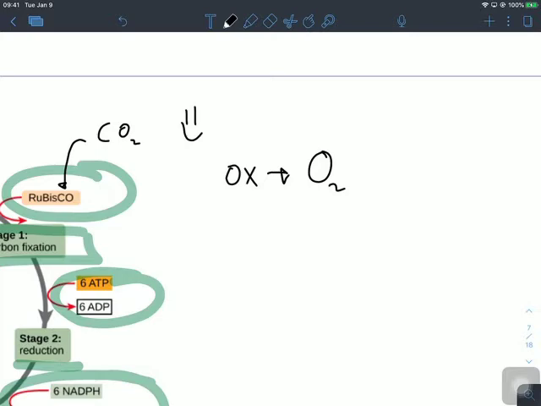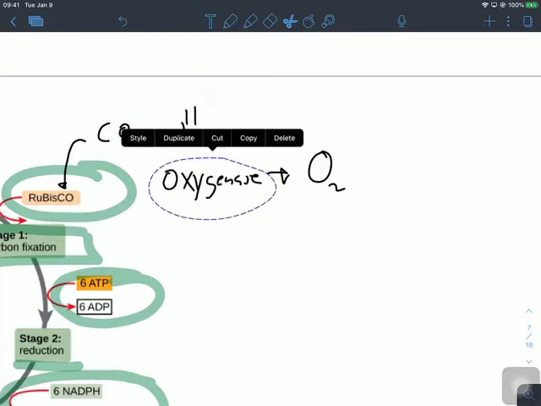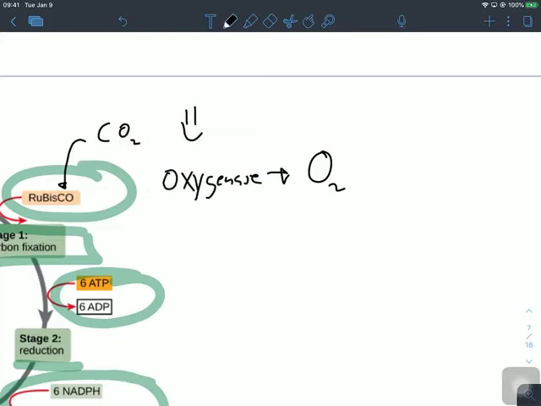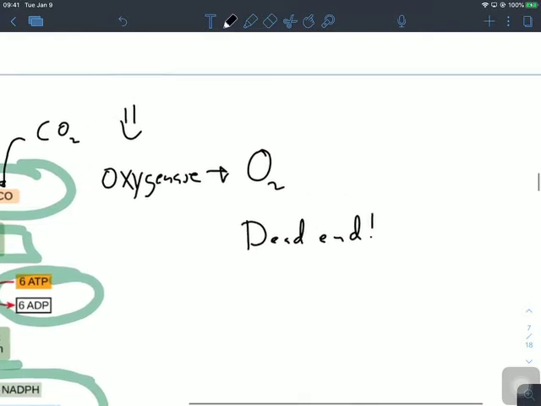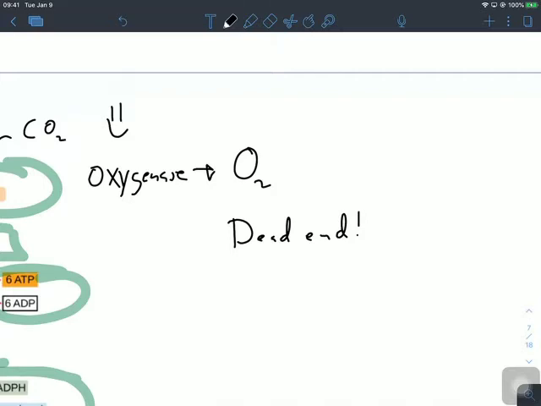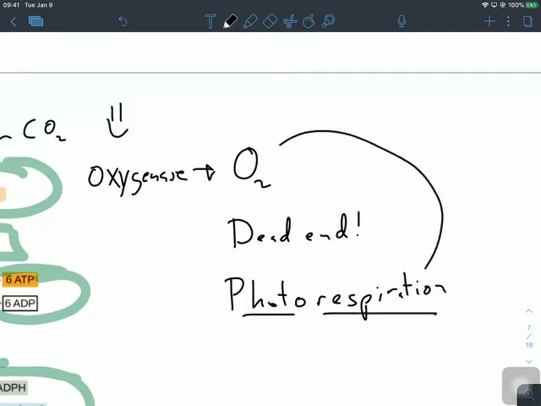The output, if it has its oxygenase activity, and I'll go ahead and just spell that out since I'm using it a couple of times, oxygenase activity, it's a dead end molecule. And instead of doing the CBB cycle, it goes through a process called photorespiration, or light breathing, because guess what? It's dealing with O2. Now, this is unfortunately not a good thing.